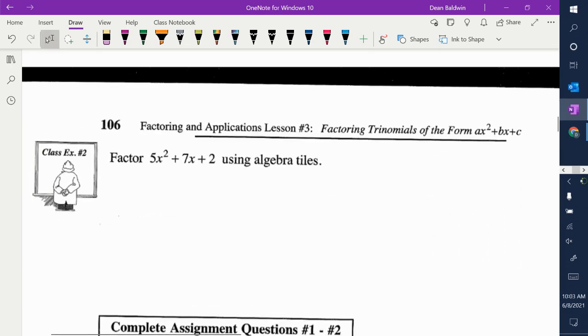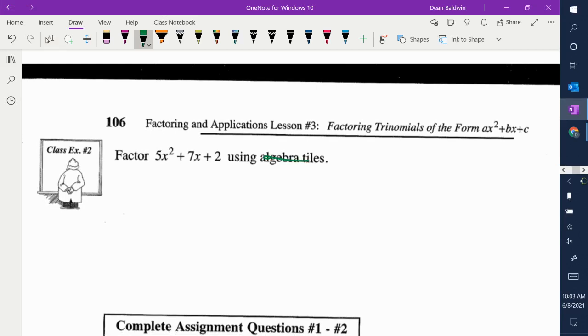Okay, so let's look at this one. We're not using algebra tiles. 5x squared plus 7x plus 2.